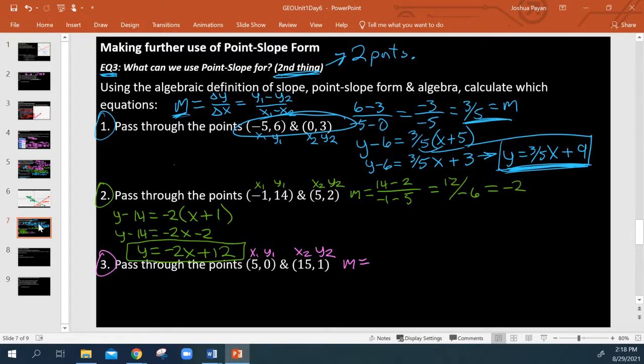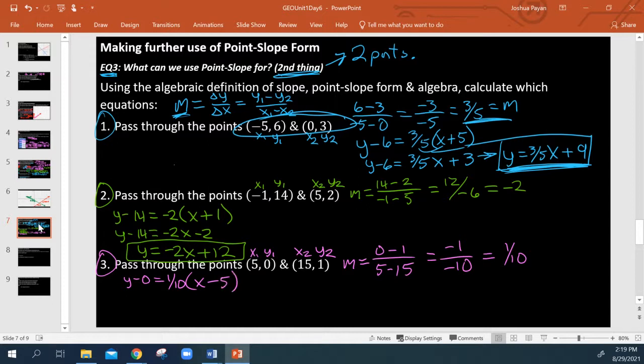Okay, so let's calculate m. So that's 0 minus 1 over 5 minus 15, negative 1 over negative 10. That's going to be 1 over 10 is our slope. So y minus y1 equals m times x minus x1. And I'm having a brain fart. Why am I having a brain fart? That's 5. What's the matter with me?